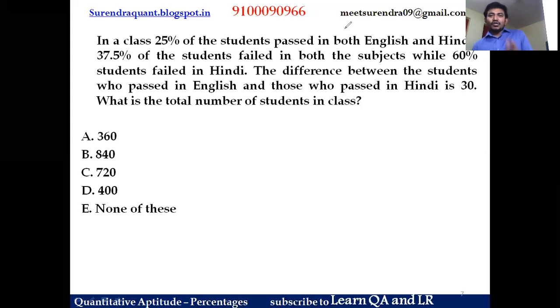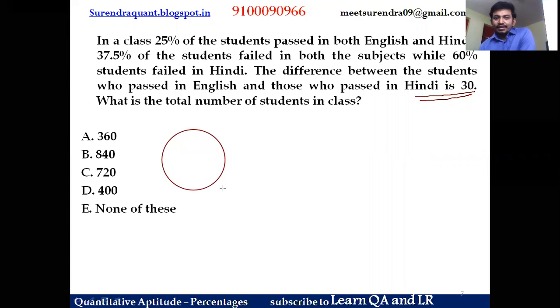So it is your responsibility to find out whether to convert the data in terms of passed candidates or failed candidates. Here you need to convert the data in terms of passed candidates because the numerical difference is given between the passed candidates. So let us represent a simple Venn diagram for it so we can easily understand. This is say English and this is say Hindi. If 25% passed in both subjects, this is given as 25%.